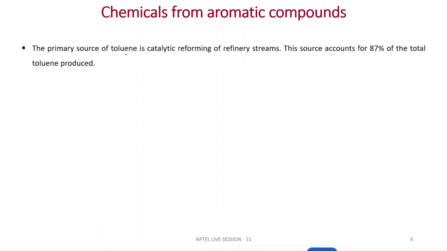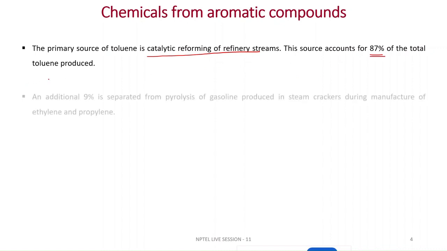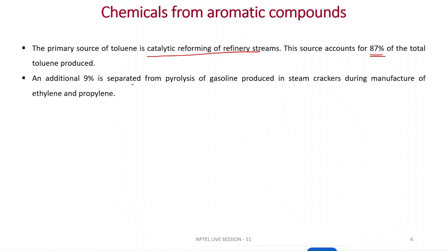So, the primary source of toluene is the catalytic reforming of refinery streams. This source provides around 87% of the total toluene produced. An additional 9% is separated from the pyrolysis gasoline produced in a steam cracker during the manufacture of ethylene and propylene. So the major portion is coming from catalytic reforming of refinery streams, but some additional portion of toluene we are also getting from pyrolysis gasoline.